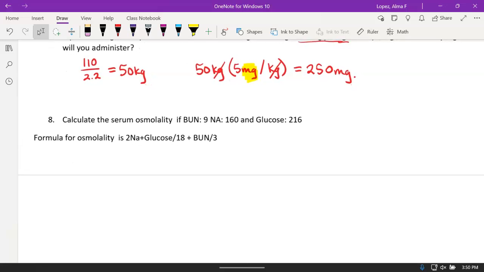Just in case we need osmolality, I went ahead and included the formula. Last semester they asked me to put this on there, so I'm going to do it with you guys again, so that you'll have it. There's a BUN count of 9, a sodium count of 160, and glucose, or sugar I guess, is 216. I'm going to plug in.